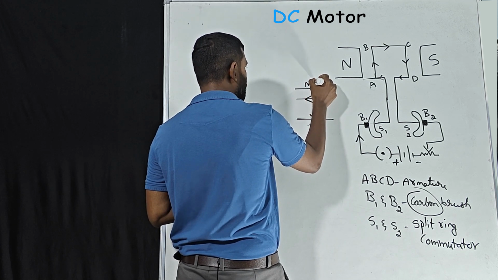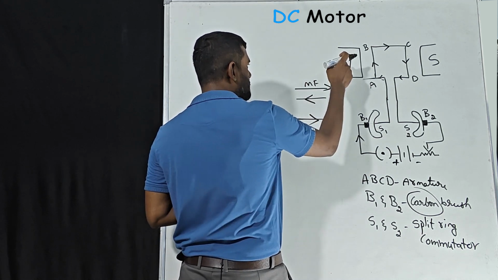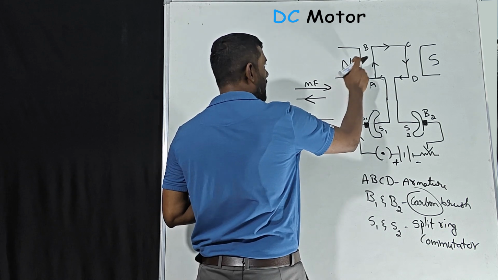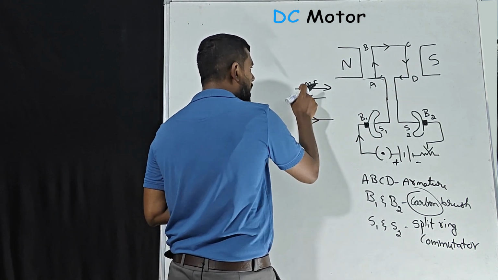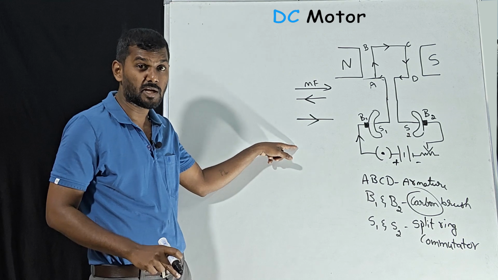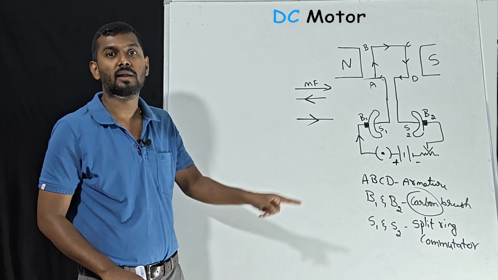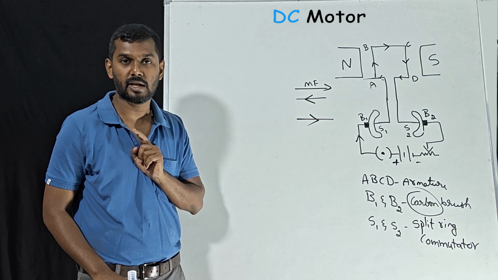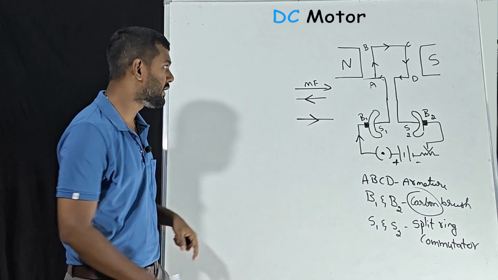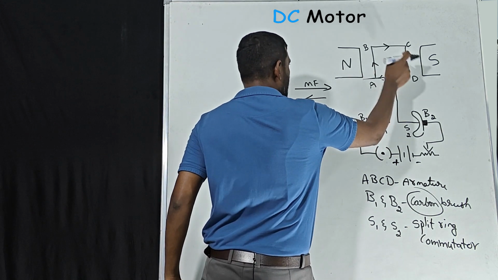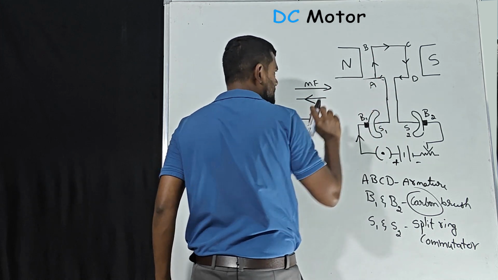Now see, in AD the direction of current is like this, and the direction of magnetic field is towards here, in this direction, correct? Magnetic field direction is always from north to south. So even though these two are opposite, they are parallel, correct? When they are parallel, no force will be generated. So when it comes to AD, no force will be generated.